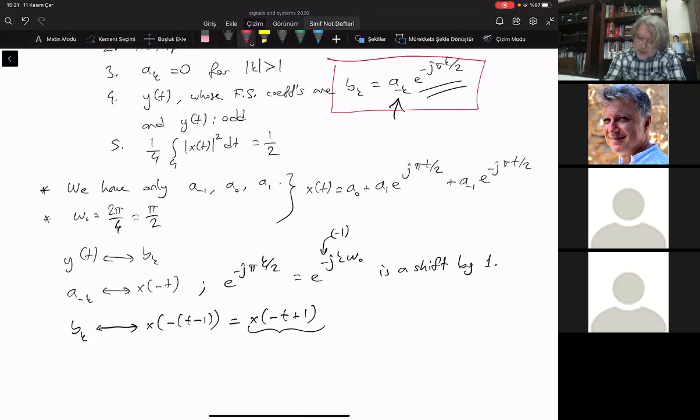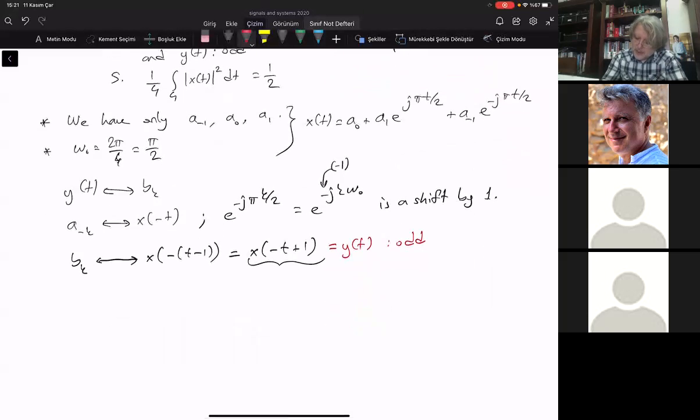So this is y of t. And it is given to be odd. So this sinusoid is an odd function. What is an odd function? An odd function is a sine wave like this, which goes on, or its opposite, or something like this. Sines are odd functions. Cosines are even functions. We know that. So this y of t is an odd function.